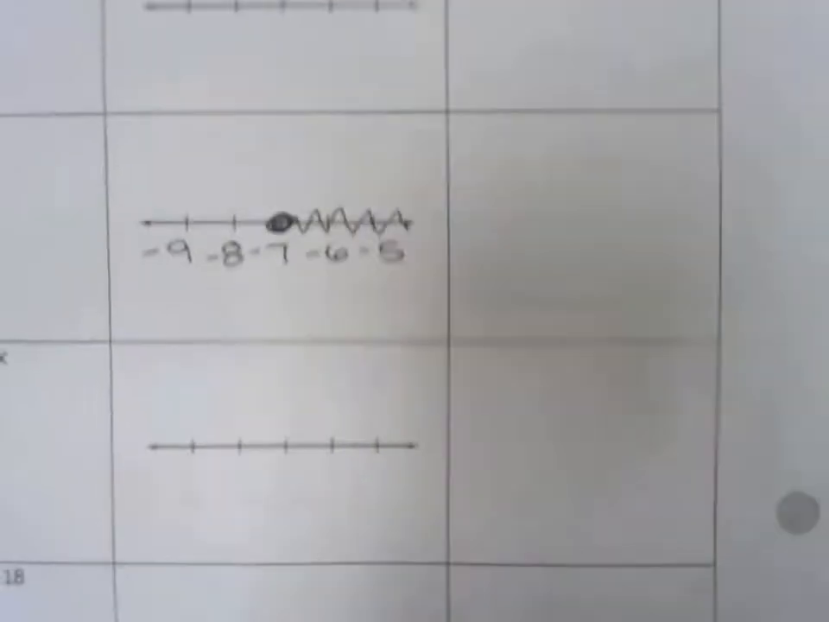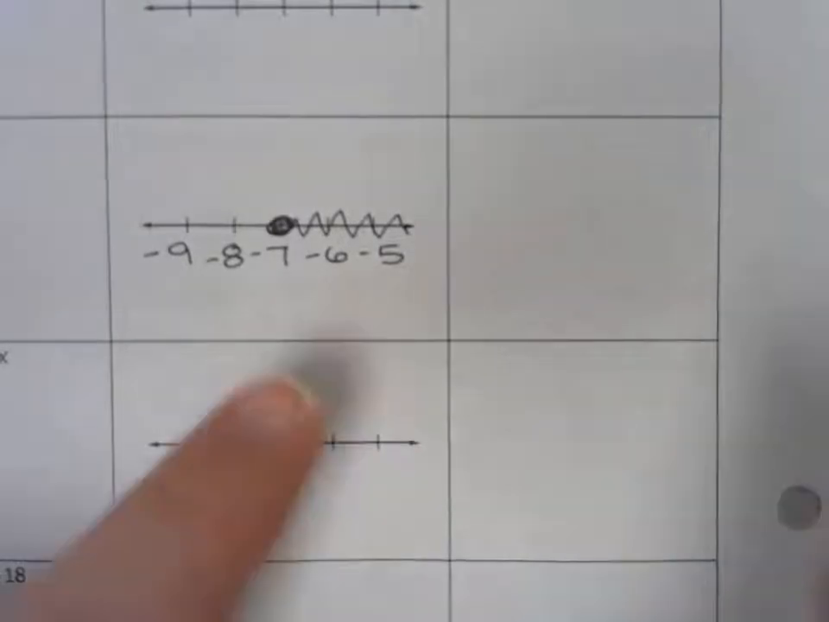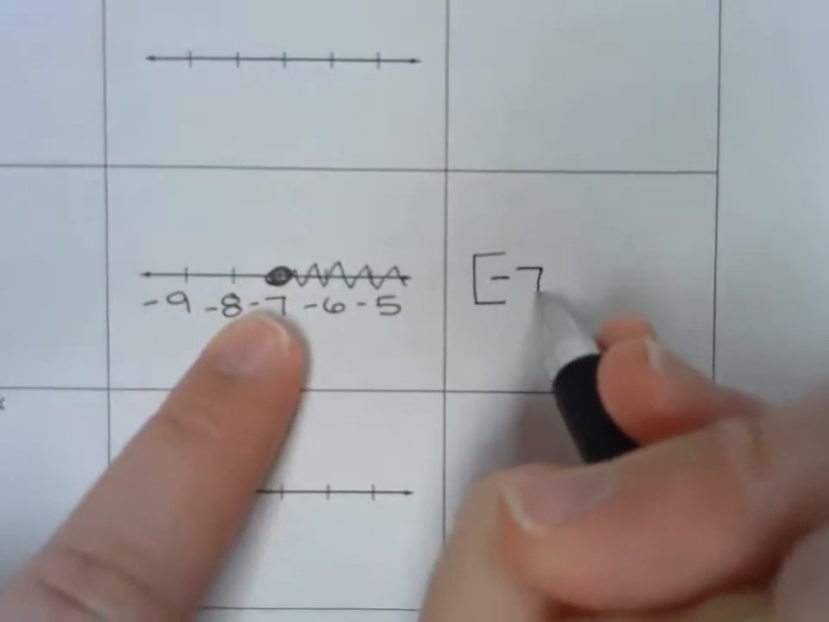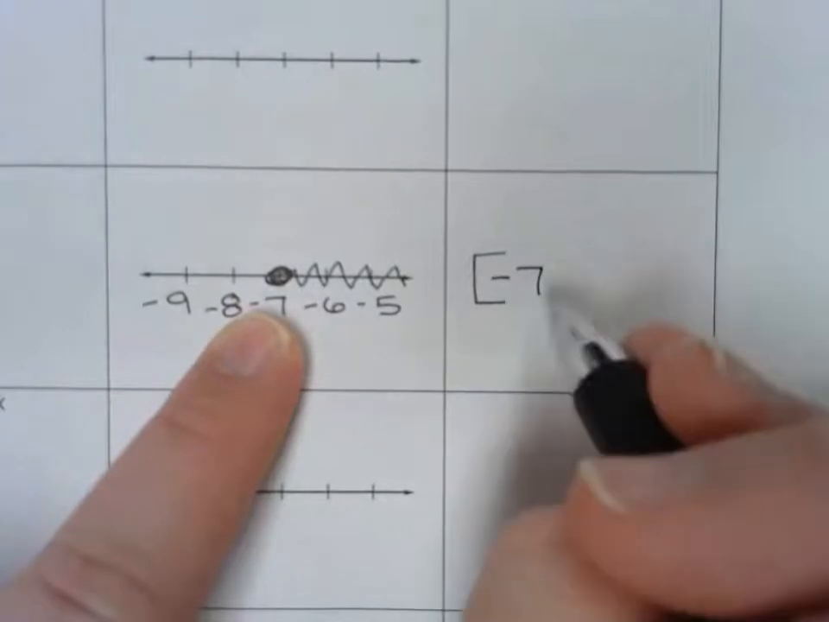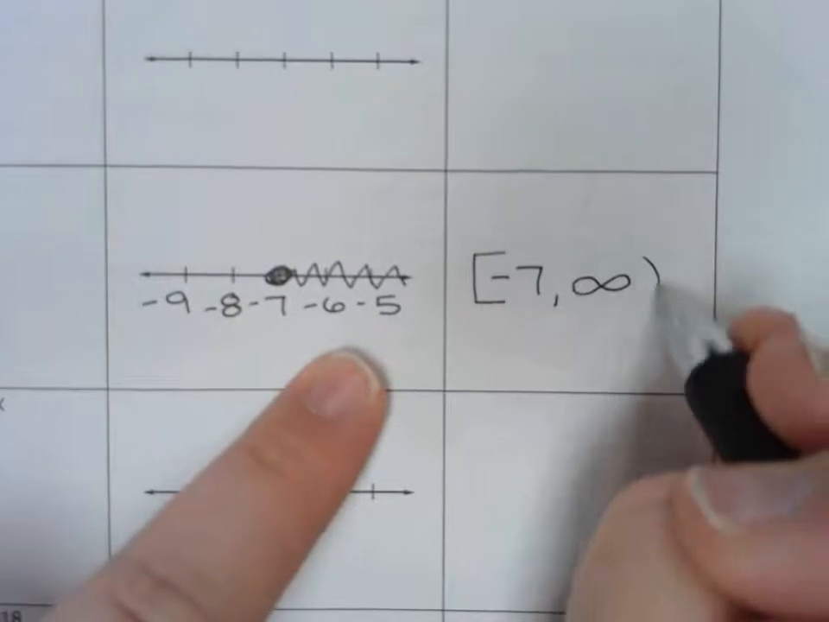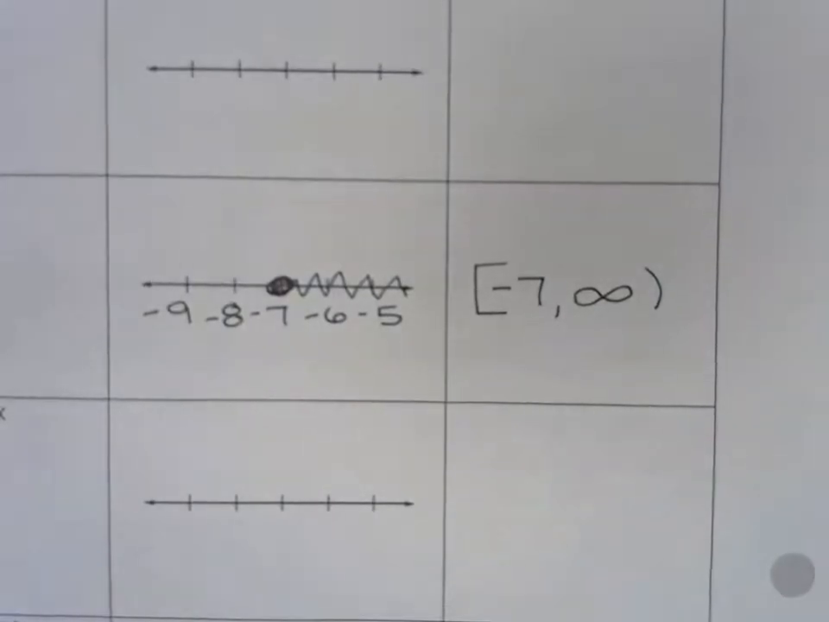And interval notation, you start from the left and work your way right. So if I start from the left, it's a filled-in circle at negative 7, so it's the square bracket at negative 7, because I include negative 7, and it goes all the way to infinity, and you always use parentheses with infinity.